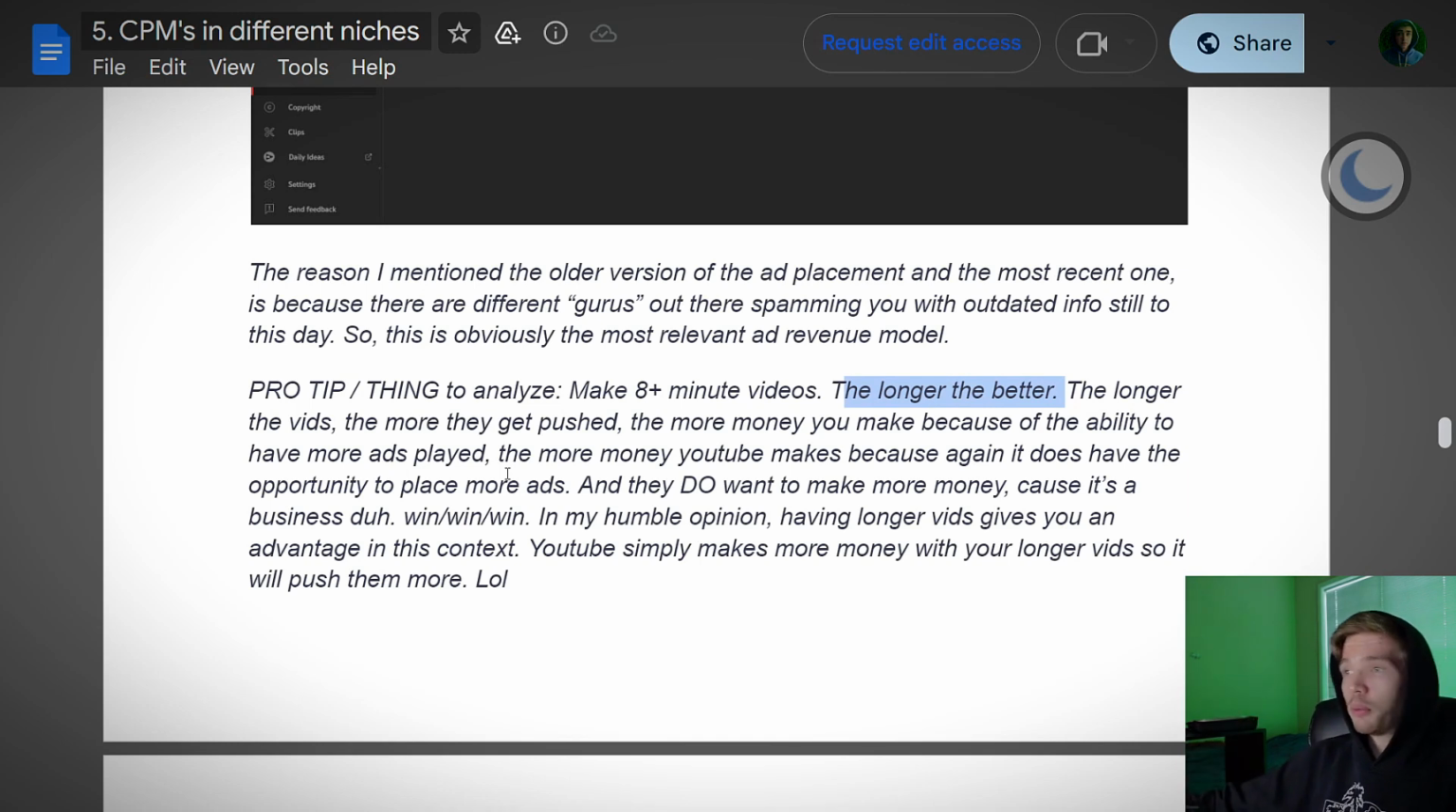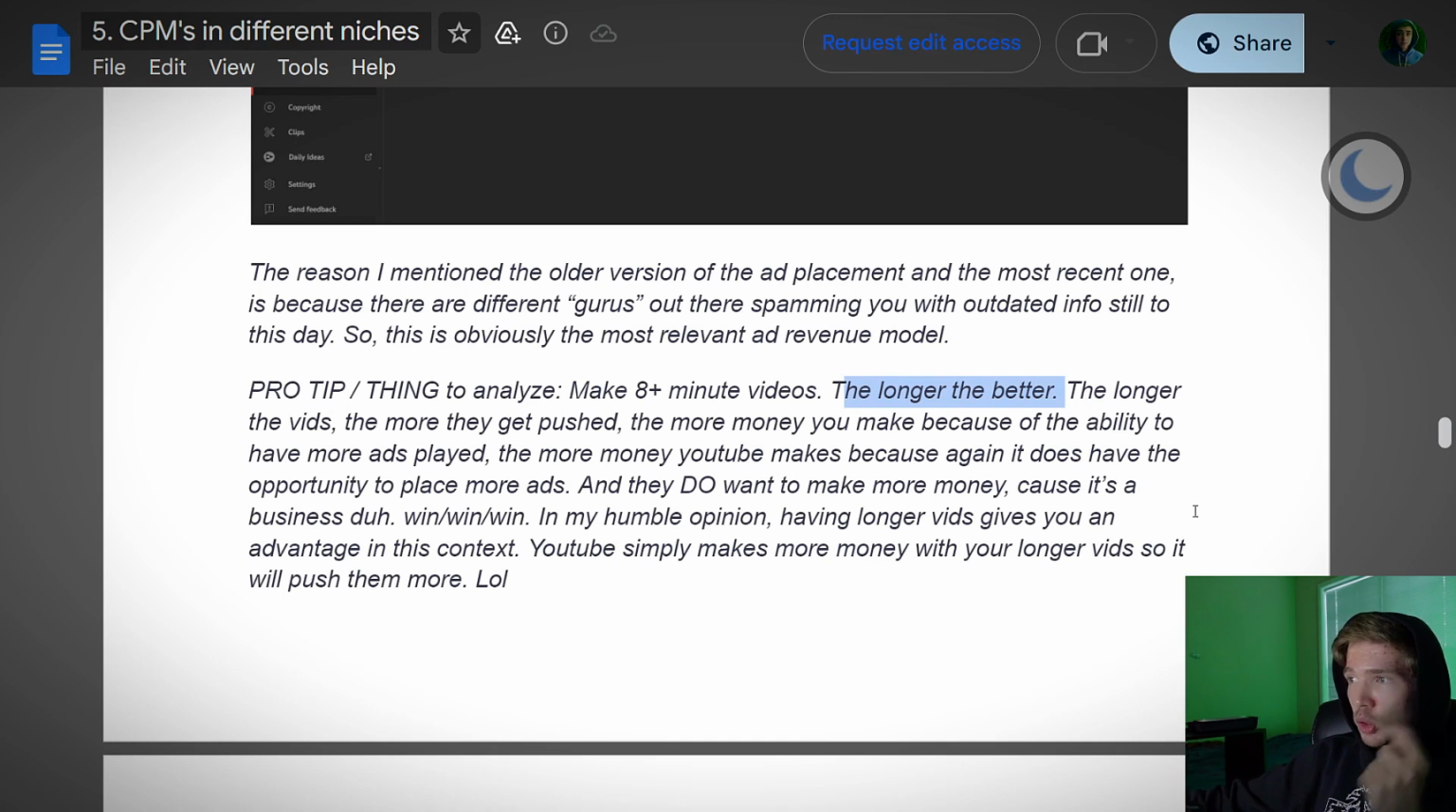Like I showed above with $6 RPM versus $3 RPM difference. So the more money YouTube makes, because again, it does have the opportunity to place more ads, and they do want to make more money because it is a business. Duh. It's a win-win-win situation. In my humble opinion, having longer videos gives you sort of an unfair advantage in this context. If you don't believe me, go on your homepage and analyze how many 20+ minute videos you're going to see versus how many 4-minute videos you're going to see. And I just hope it proves my point.